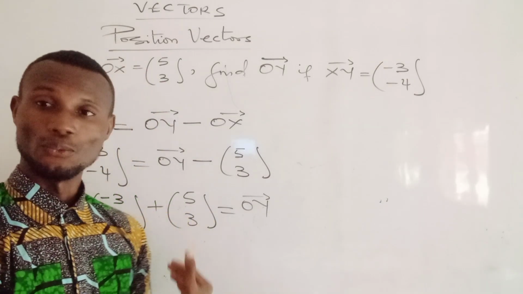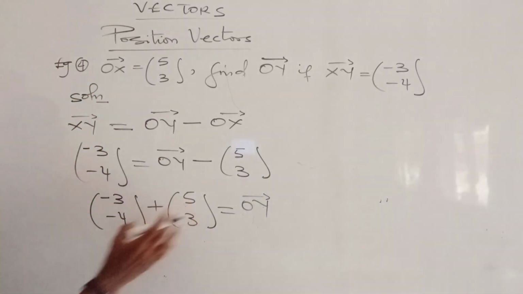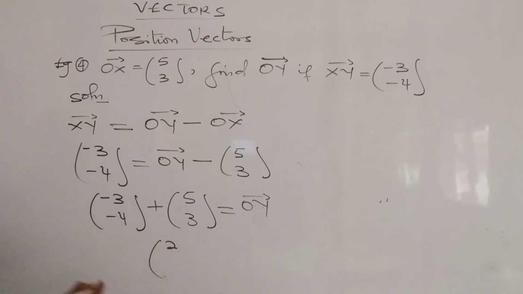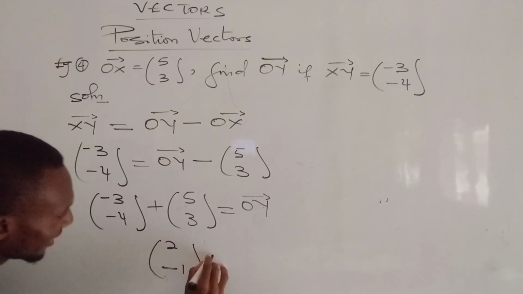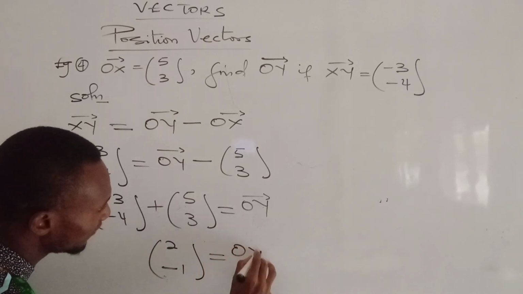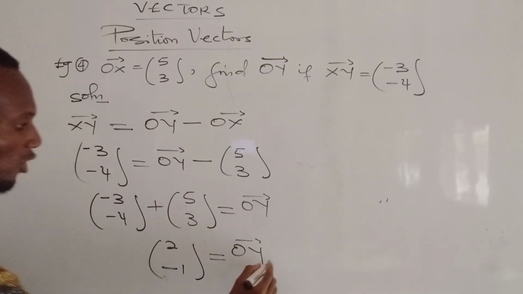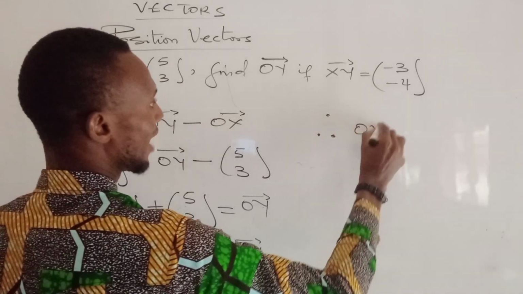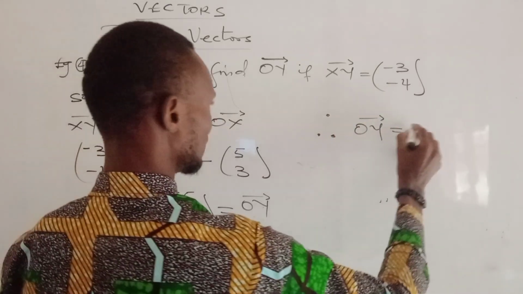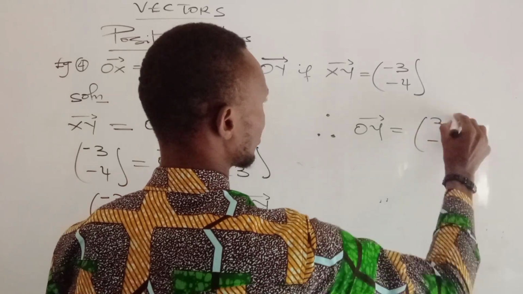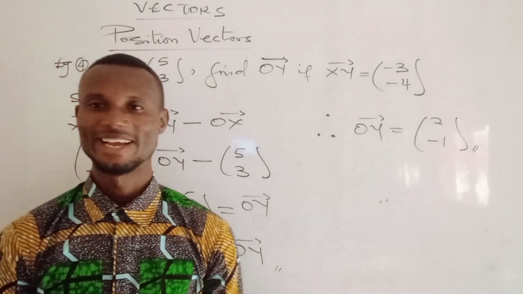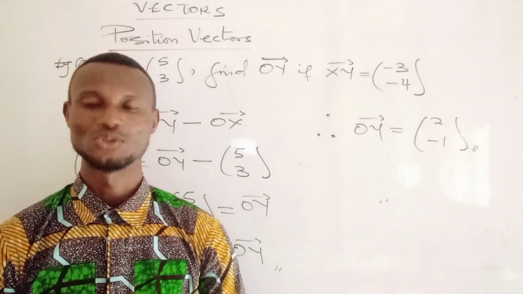So now from here, we just need to simplify further. Let's do the addition. Minus 3 plus 5 will give me positive 2, and minus 4 plus 3 is going to give me negative 1. So I'll get 2, -1 equals my OY. That's the value of OY. Therefore my vector OY equals 2, -1, and that's the final answer. I hope the explanation was clear enough and you understood it as well.